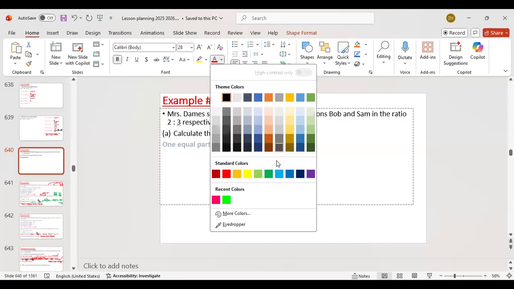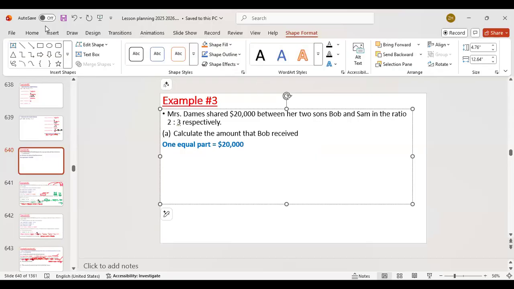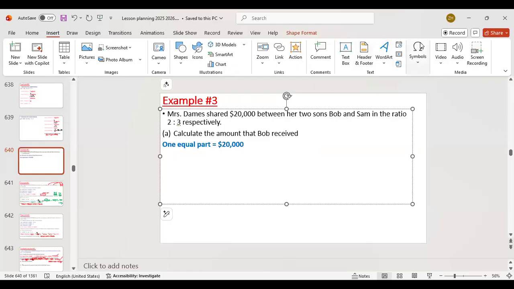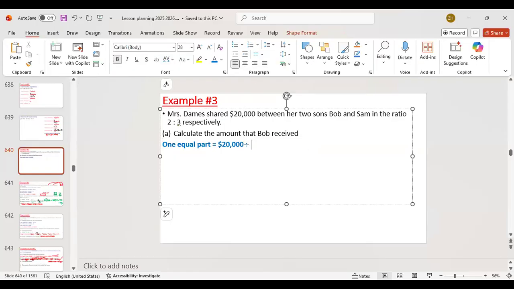I'm sorry, I just mean what we're going to do for it. So we have 20,000. Go ahead, continue. 20,000 divided by 5. Very good. 20,000 divided by the sum of 2 and 3. So 2 plus 3.